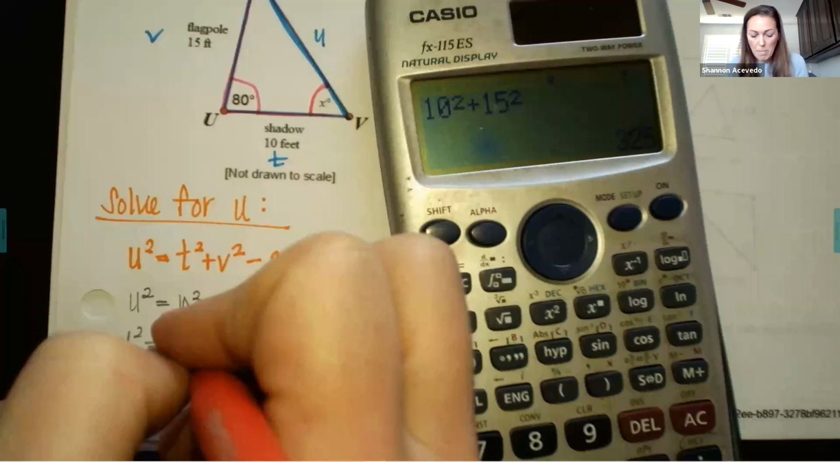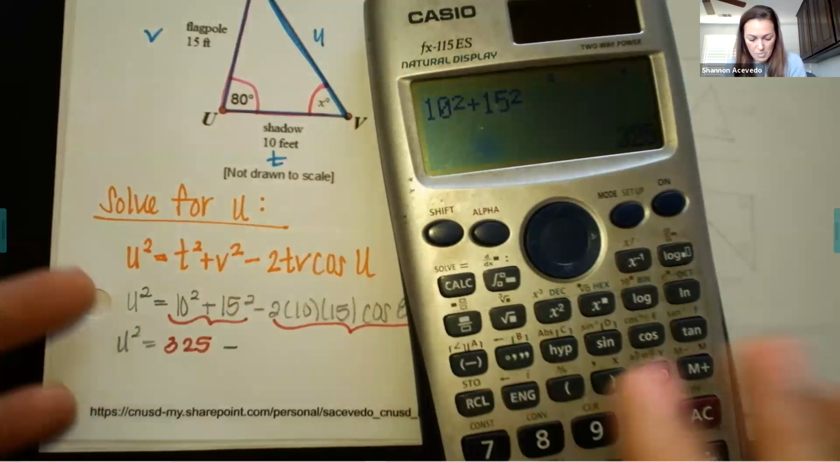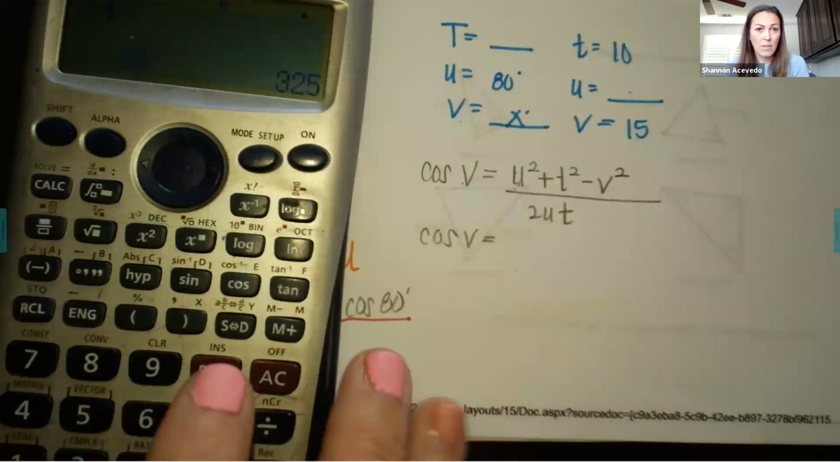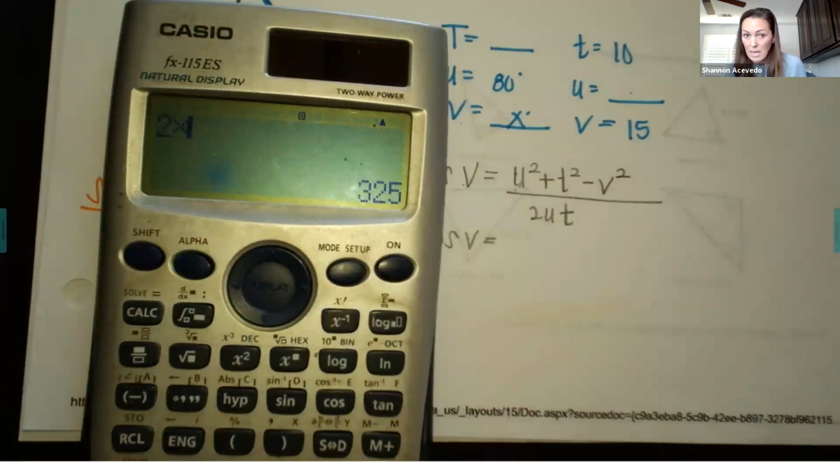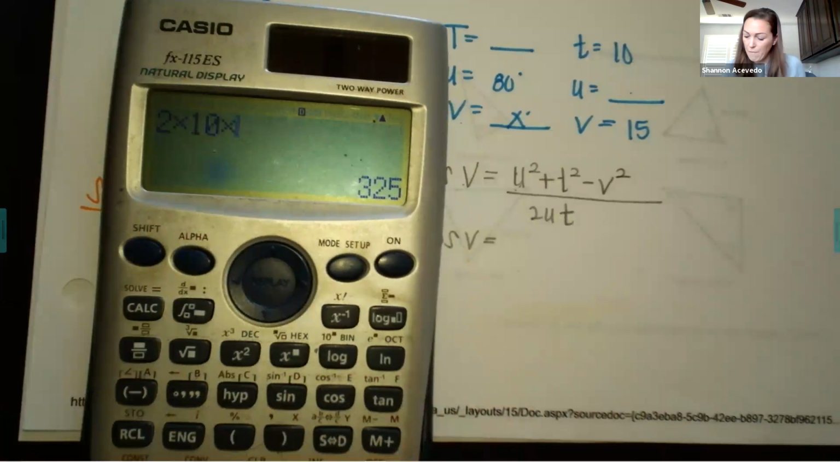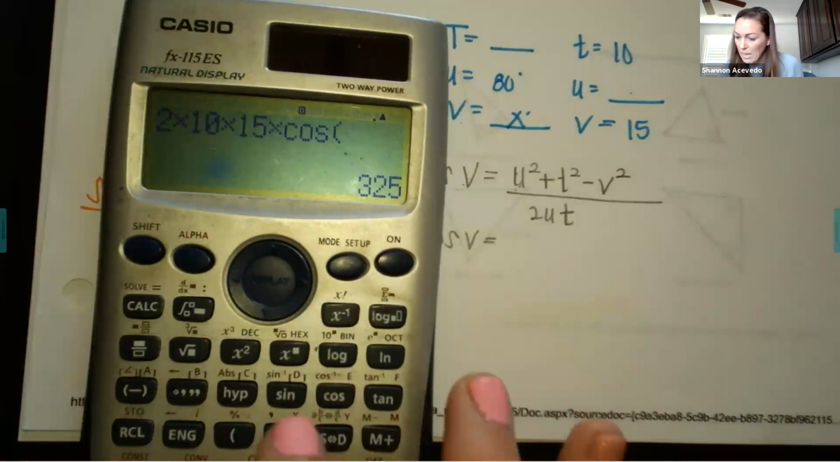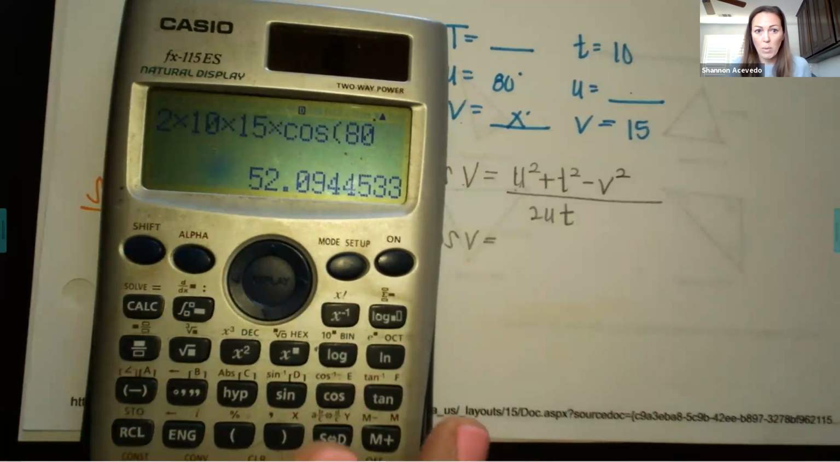Okay, so it's going to be 10 squared plus my 15 squared, and I get 325. So it's going to be 325. And then it's going to be minus 2 times my 10 times my 15 times my cosine of 80. So again, make sure your calculator's in degrees. And there we go, we get 52.1.